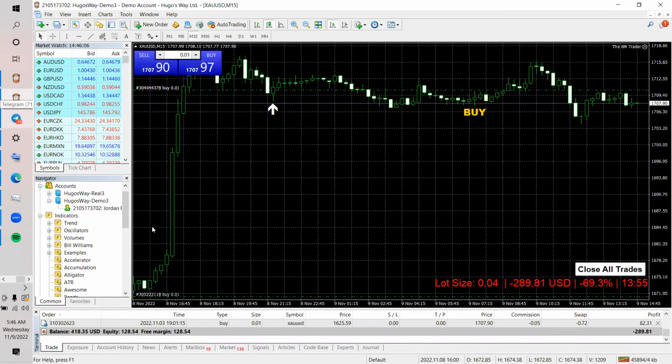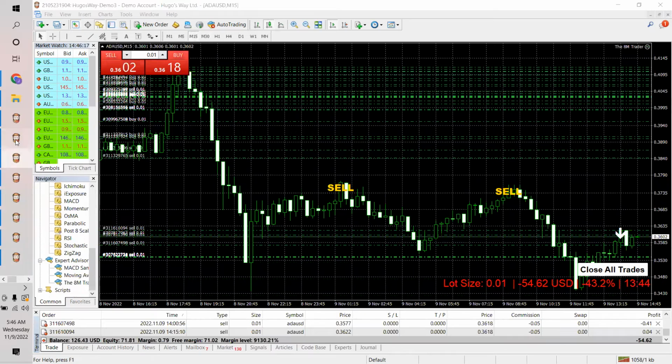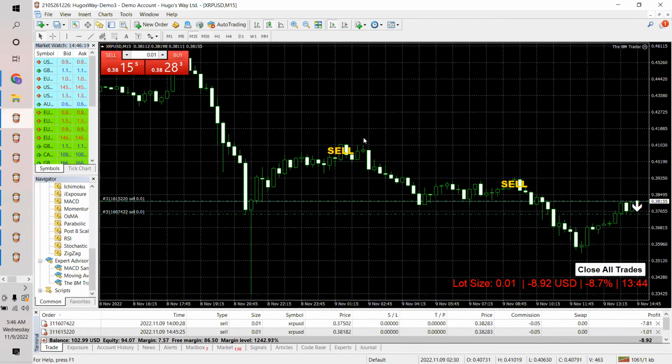So with that being said, I'm going to go ahead and continue to monitor these trades, specifically what we've got going with LTC, Cardano, Dash, and XRP. And when I have a further update for you guys, I will let you know.